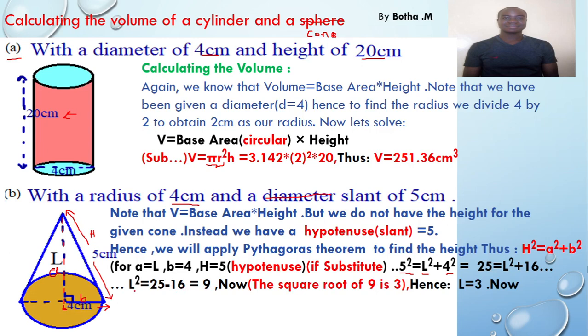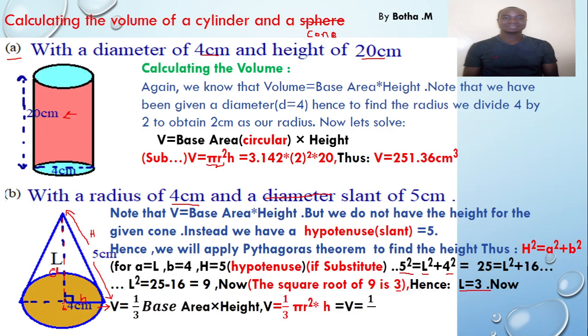Now we need to find the square root of 9, which is 3, right? Hence L is equal to 3. What this means is that the height of this cone, which we have, is 3. Now that we have the height of the cone, we can find the base area of this cone, which is circular, and multiply it by the height to find the volume of the cone.